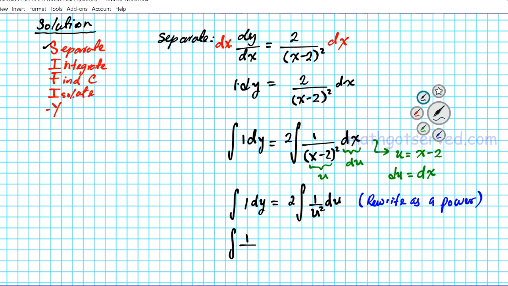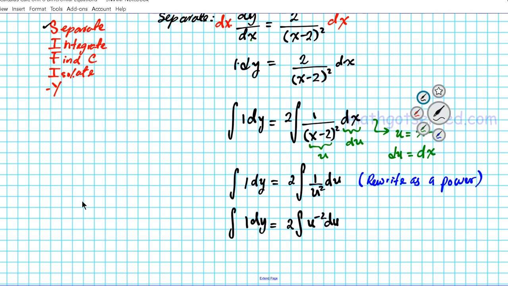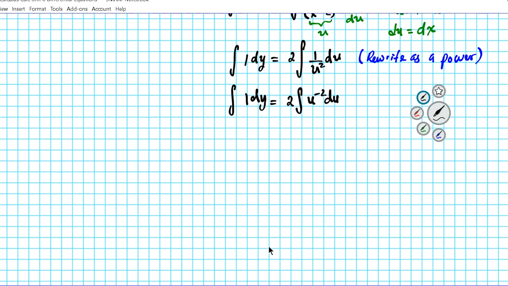So if we integrate 1 dy, it's going to be equal to 2 times, now if we reciprocate u squared, it is going to be u to the negative 2 du. Now we're in business. Now we can make use of the power rule for integration. Let's go ahead and do it. If you integrate the left side, it's going to be y. It has a plus c, but we don't put it in yet. Integrating the right side is going to be 2 times u to the negative 2 plus 1, over negative 2 plus 1, plus c.